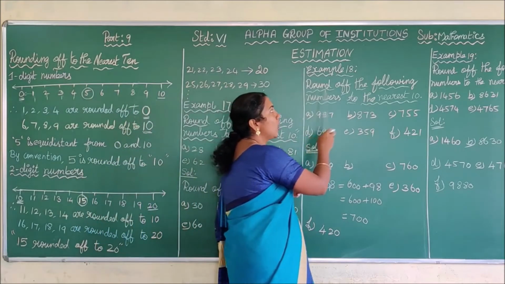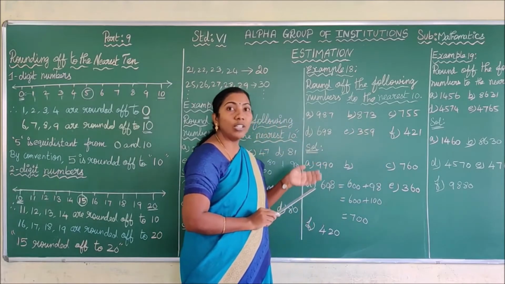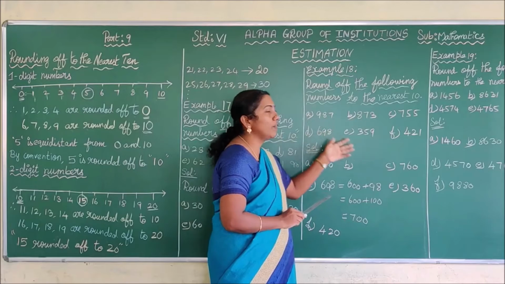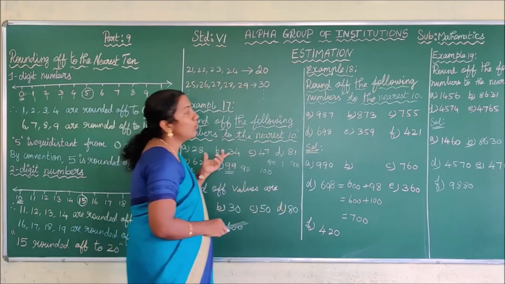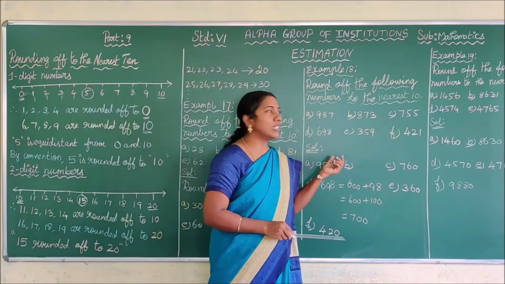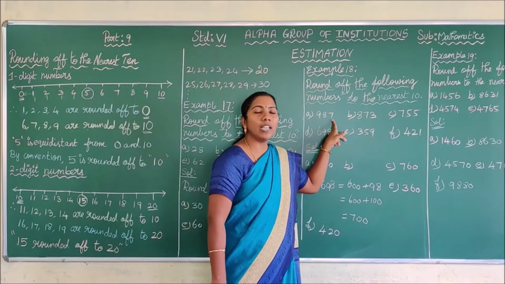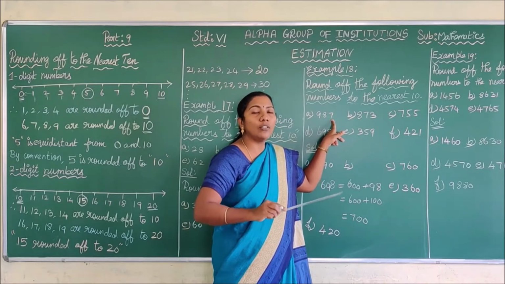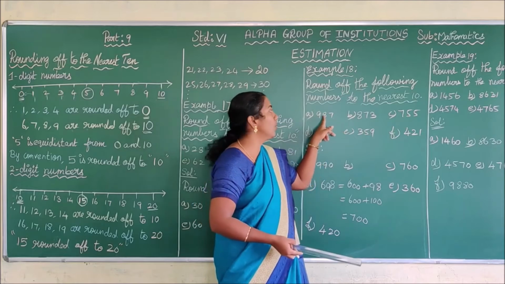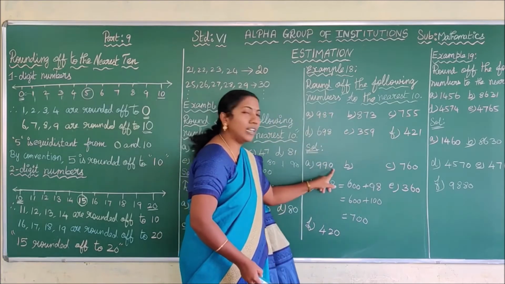Example 18. Round up the following numbers to the nearest 10. Here also we have to round to the nearest 10. But observe the given question. It is a 3-digit number. Earlier we had 2-digit numbers. Though it is a 3-digit number, you have to consider the last 2 digits only, children. See here, 87. 87 lies between 80 and 90. So you have to round 87 to 90. So your answer is 990. Thus you have written 990.